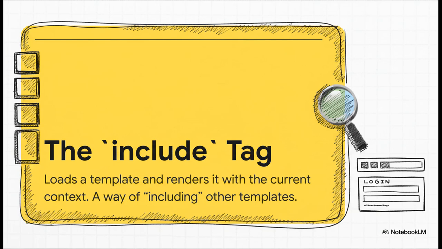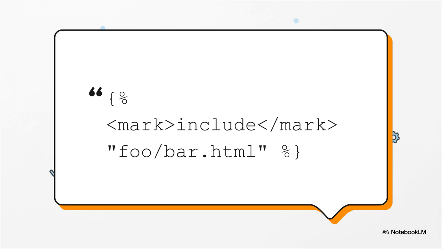Now, while inheritance is for the big page-level structure, the include tag is perfect for smaller, self-contained components. Think about things like a sidebar, a login form, or that navigation bar we keep talking about. You write the code for that one component in its own file. And then, with just one single line of code, you can pull that entire component into any other template you want.